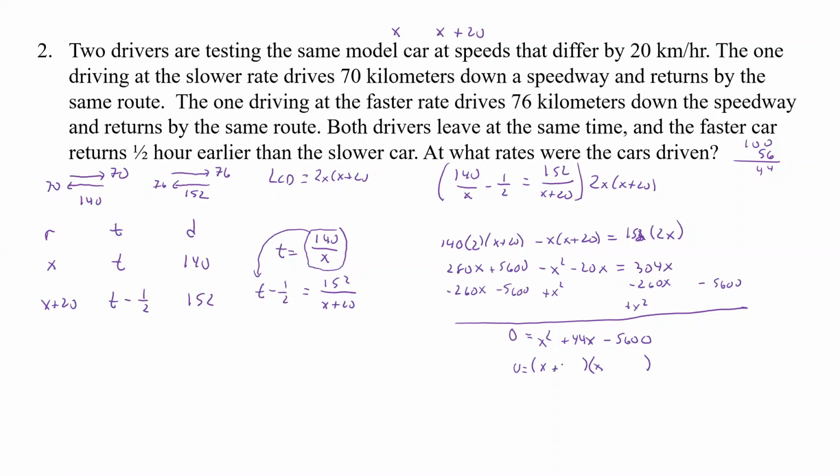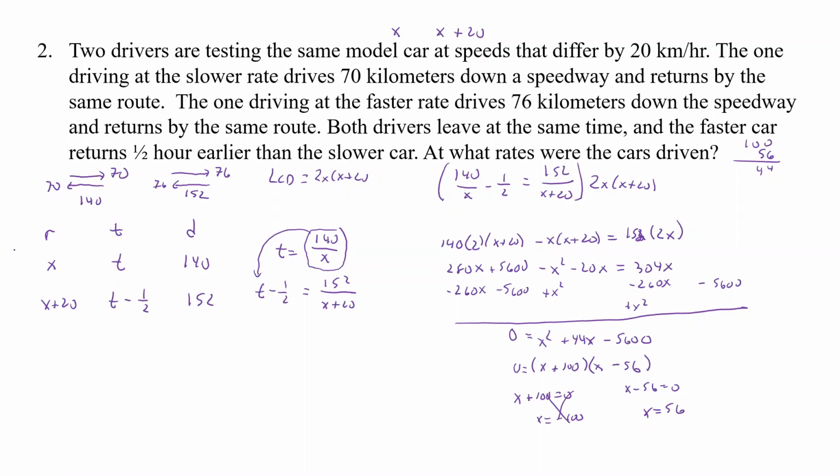So we said it was going to be plus 100 minus 56 because we needed a positive 44. So x plus 100 equals 0, and x minus 56 equals 0, setting each of our factors equal to 0. So x equals a negative 100 and x equals 56. Well, we're not going to have a negative 100 again. So x is equal to 56.